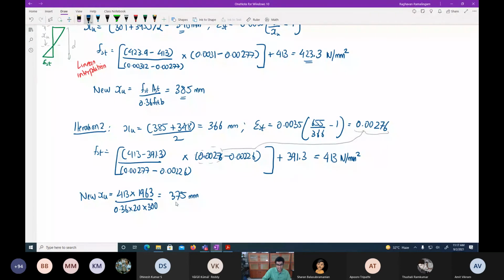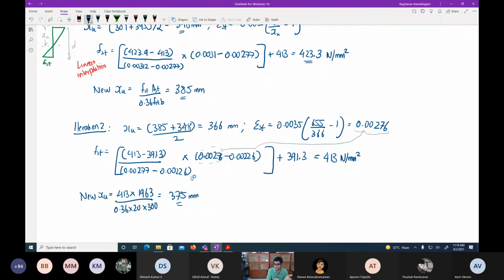Now, for the sake of time, you will have to carry out one more iteration, because still this 10 mm difference is there, and that is not actually acceptable. You have to bring it much closer. But the step is the same. So for iteration 3, you will take 366 plus 375 by 2, and it will come much more narrower now.